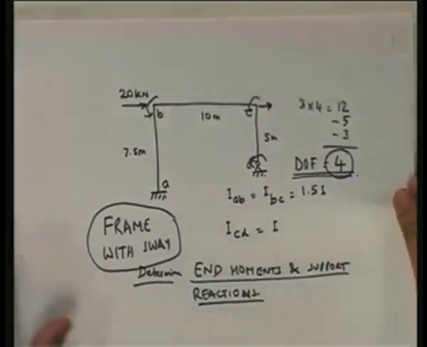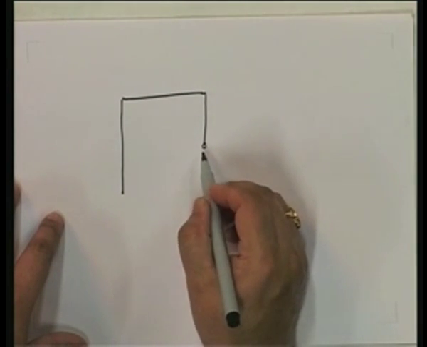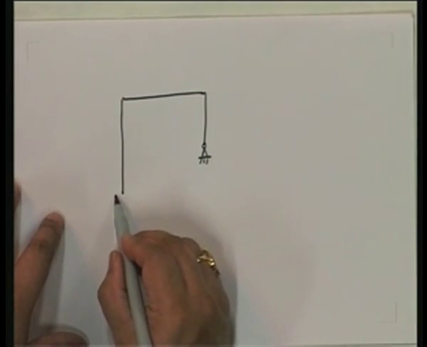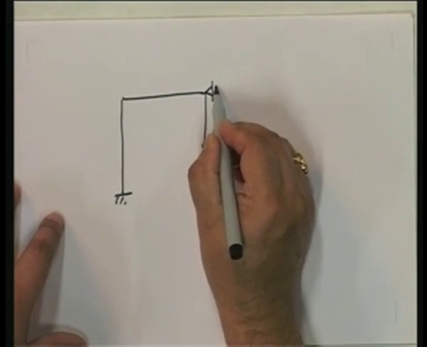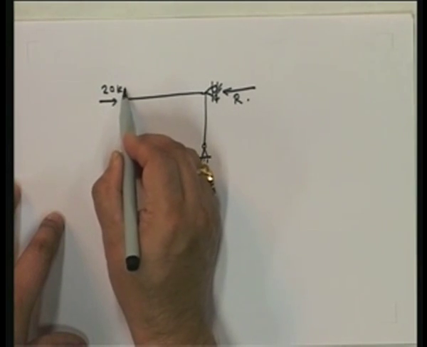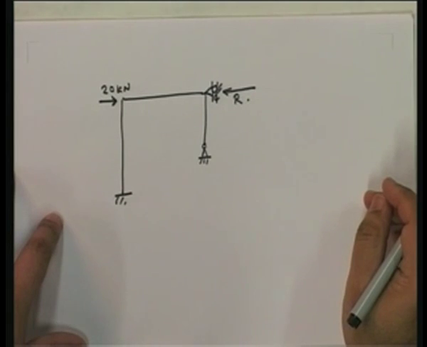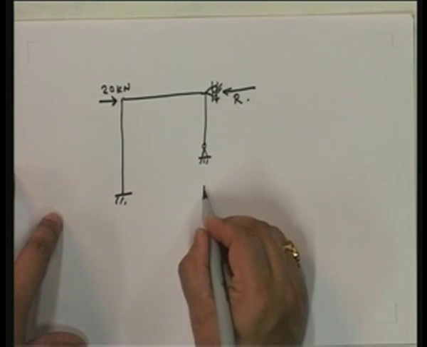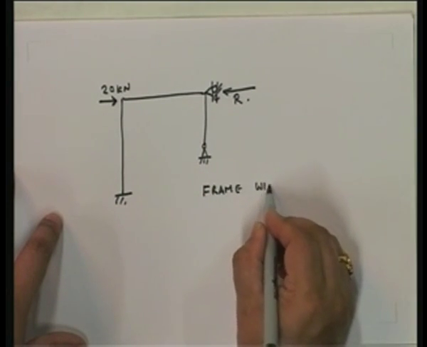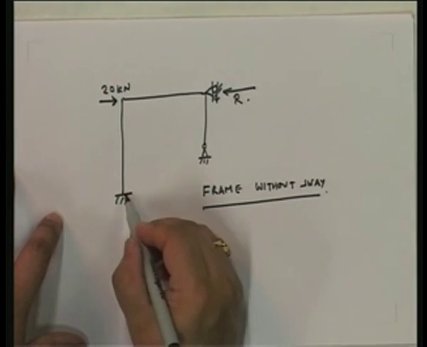What did I say was the first procedure? The first procedure was to actually restrain the sway. So how do I restrain the sway? By actually doing this. And therefore I'm going to get a reaction over here. Okay, so this is the frame without sway.